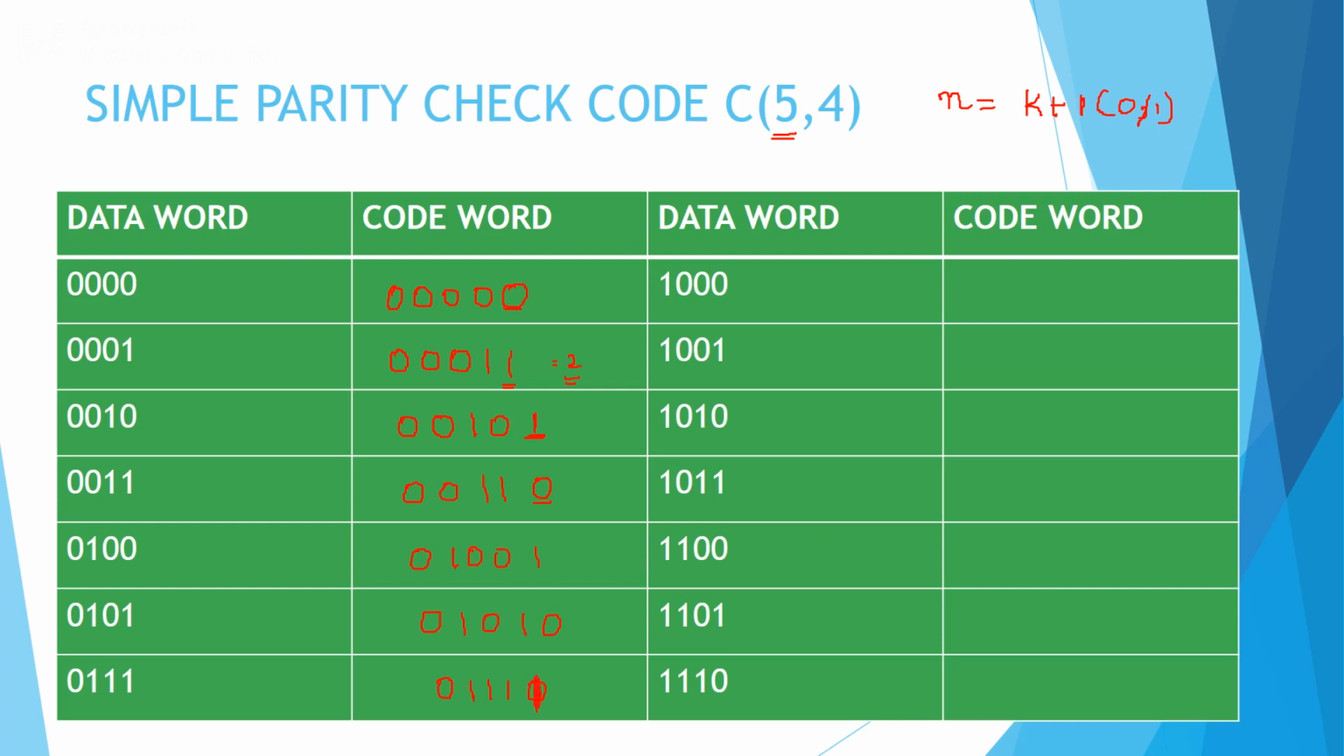Similarly 10001, 10010, 10100, 10111, 11000, 11011, 11101. So this is how we can add one extra parity bit to the data word in order to construct the code word with size n equal to k plus 1 bits.